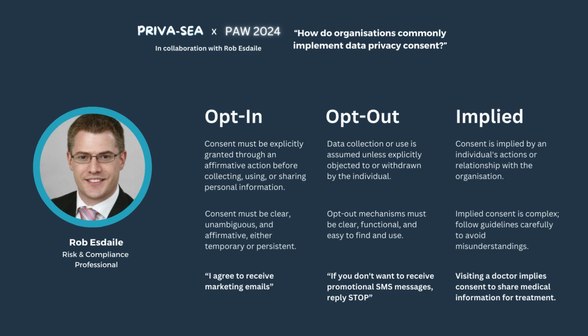The final mechanism of consent is the implied consent. Now, consent is, in these scenarios, inferred from an individual's actions or their established relationships with the organisation that is relying on the implied consent. Again, with this one, the power is in the hands of the organisation. A patient visiting a doctor is an example, perhaps, of implied consent due to the nature of the relationship.